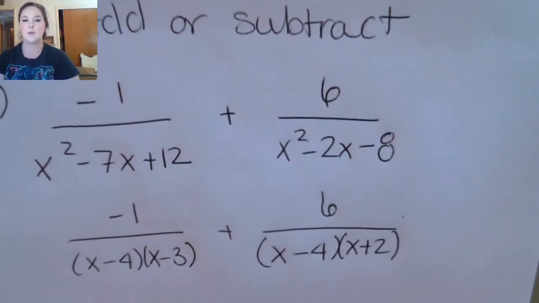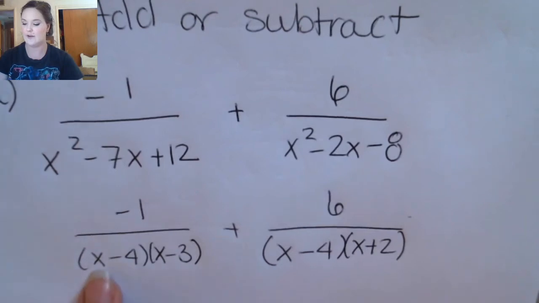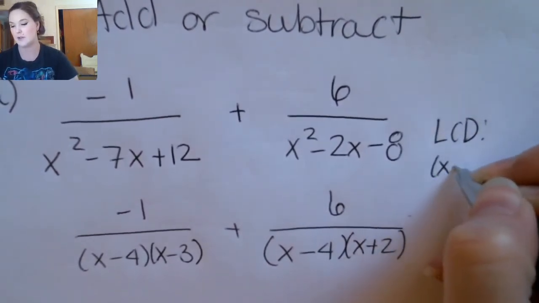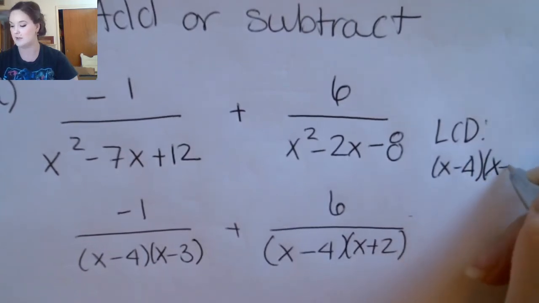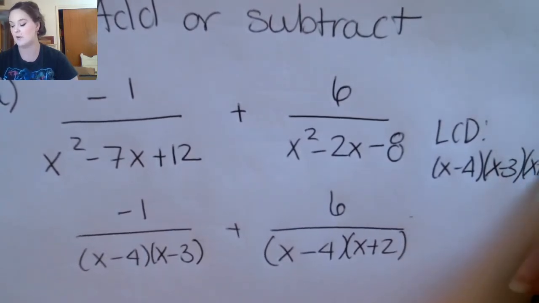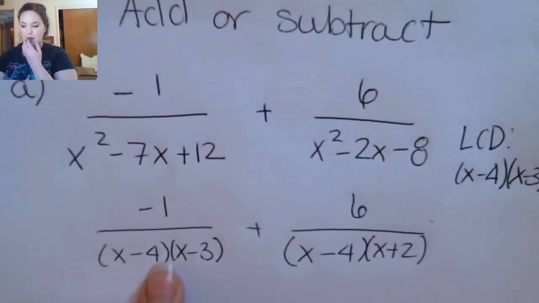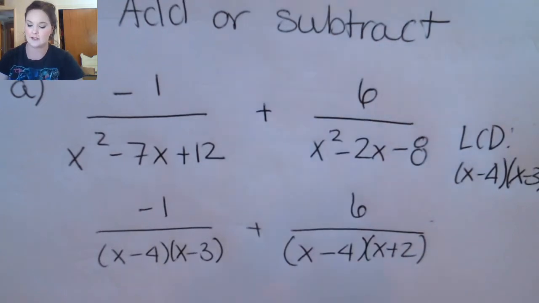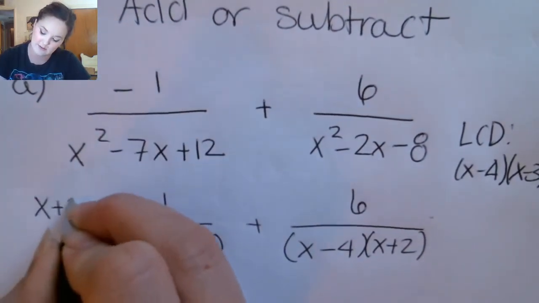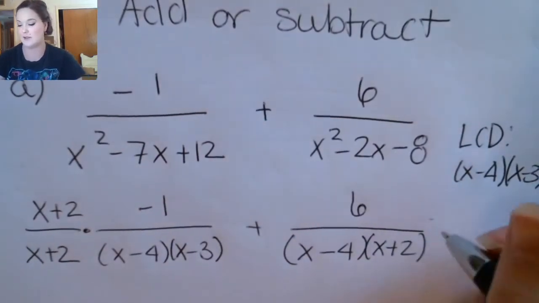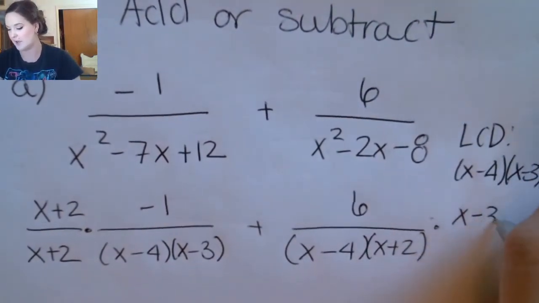Okay, so looking at those 4 factors, right, I have this repeated factor of x minus 4, so my LCD is going to be x minus 4 times x minus 3 times x plus 2. Okay, remember you have to include all the factors because you can only build up to the LCD. You can't take anything away. Okay, so here from my LCD, I'm missing the x plus 2, so I'm going to multiply by x plus 2. And over here, I'm missing the x minus 3, so I'm going to multiply by x minus 3.